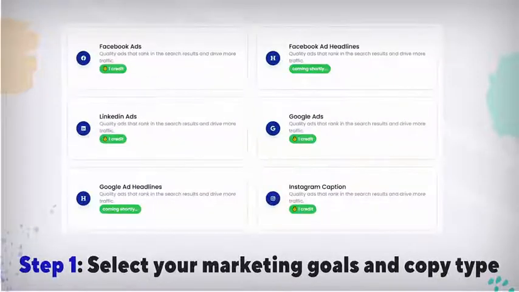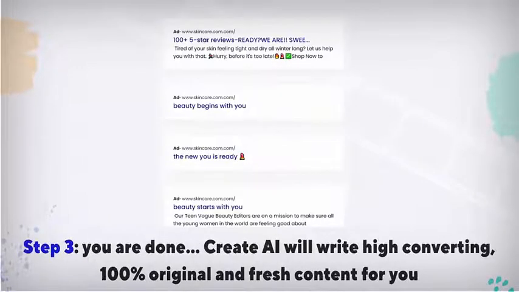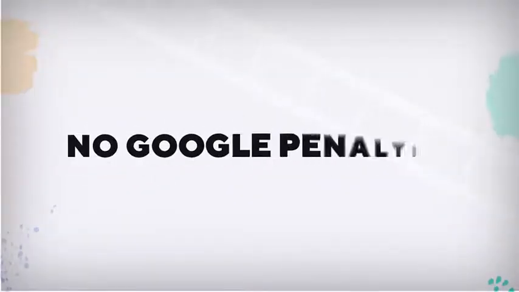Step one is to select your marketing goals and copy type. Step two is to speak your short description or type your keywords. And step three, you are done! Crea8Ai will write high-converting, 100% original and fresh content for you. No copyscape issues, no plagiarism, no Google penalties.